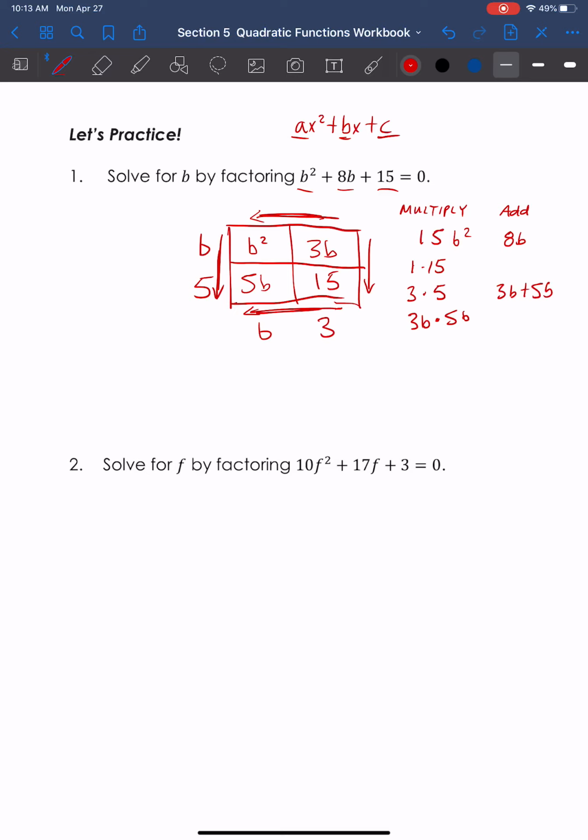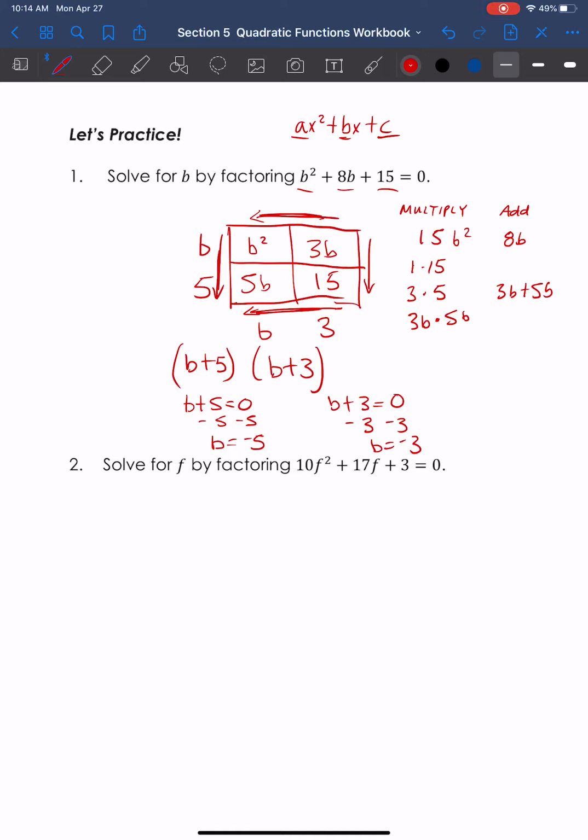Then we just get our binomials, b plus 5 times b plus 3. We can apply the zero product property to this, where we set each of these binomials equal to 0. b plus 5 equals 0, so if I subtract 5 from both sides, b equals negative 5. Set the other binomial equal to 0: b plus 3 equals 0. Subtract 3, and b equals negative 3.